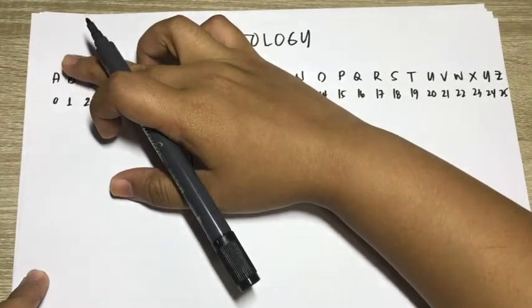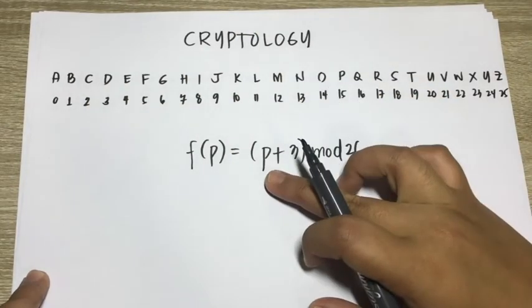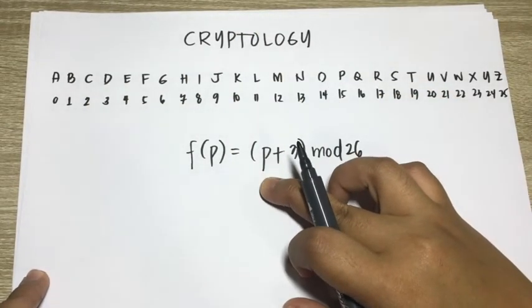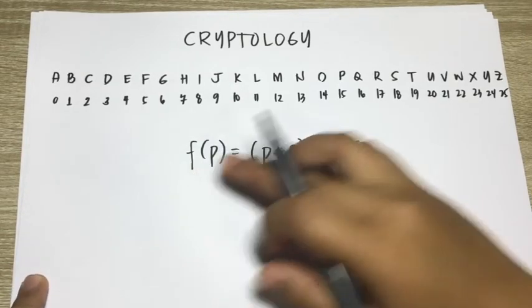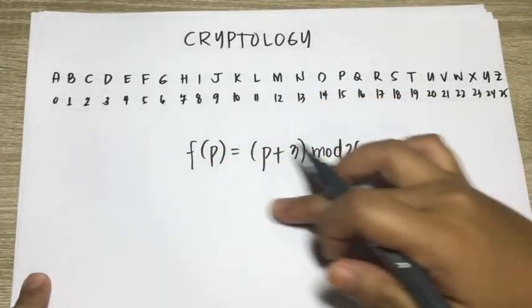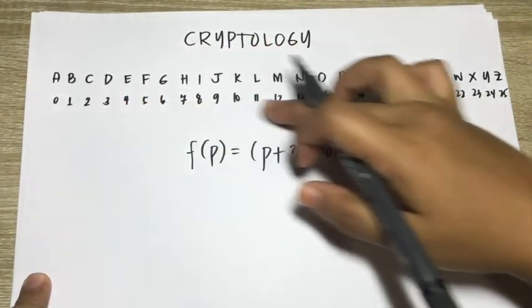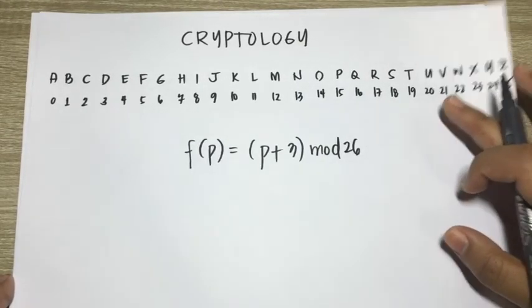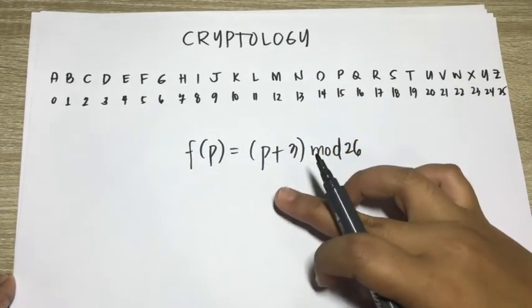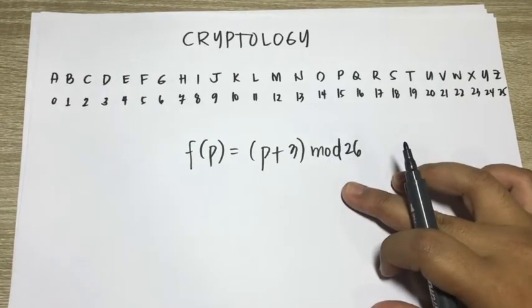Let's say, for example, you have A. So you are going to plug in 0 here instead. And then f of p represents the encrypted value of a letter. So meaning to say, this given function maps an integer to its encrypted value. And the relationship here is f of p equals p plus 3 modulo 26.